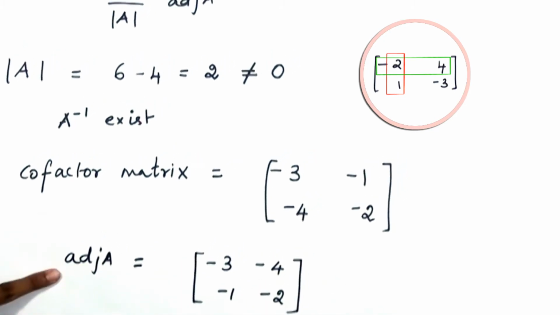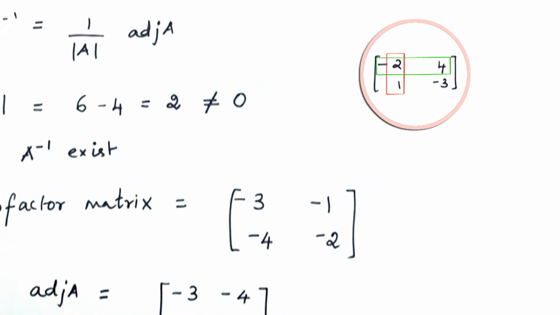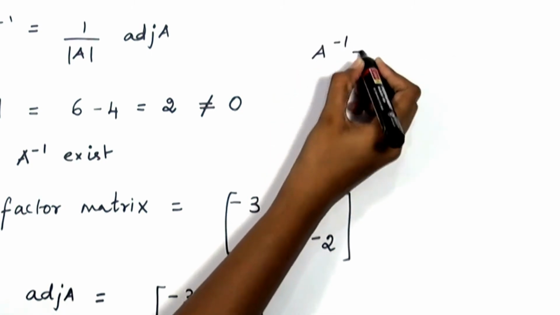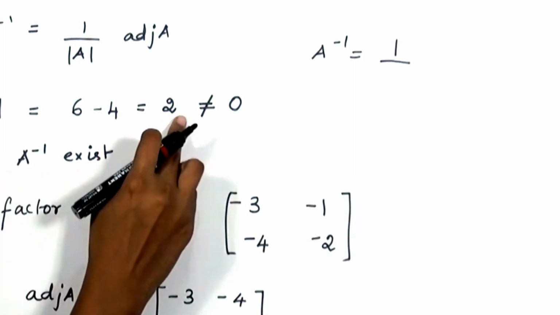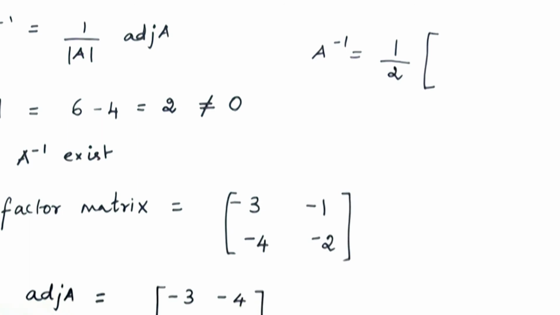Now substituting adjoint A and A determinant in this formula, we'll be finding out A inverse. One by A determinant is 2 into adjoint A is -3, -4, -1, -2.